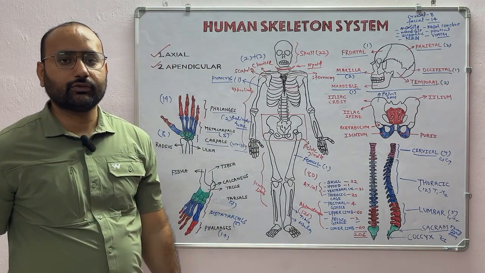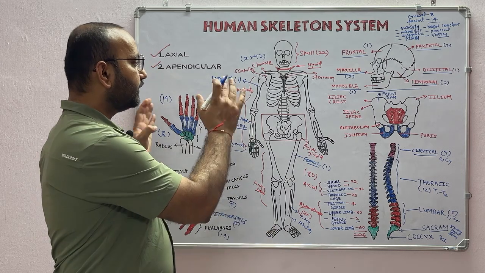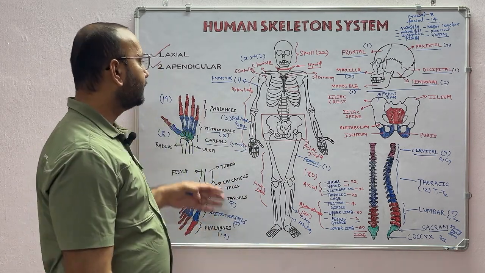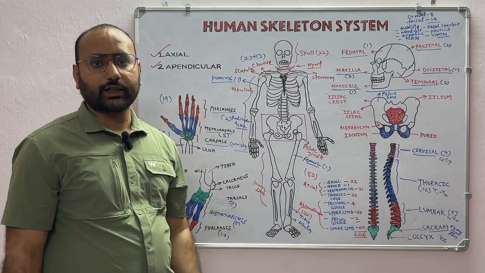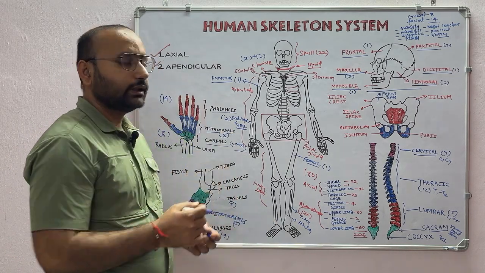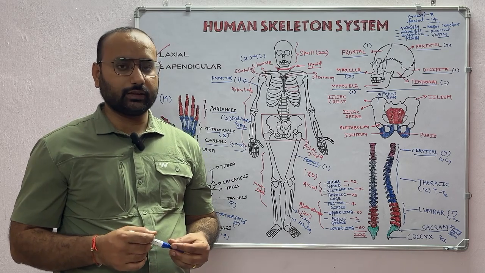So in this lecture, what we have covered is the different bones in the human skeletal system, right? We have defined what the axial and appendicular skeleton are, the different parts of the axial and appendicular skeleton, and the different bones in the axial and appendicular skeleton.